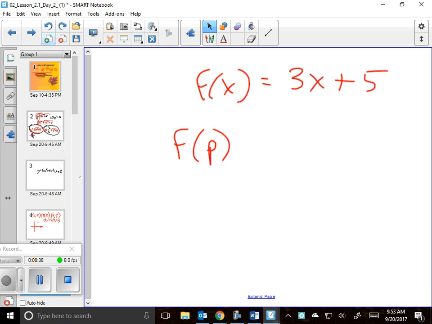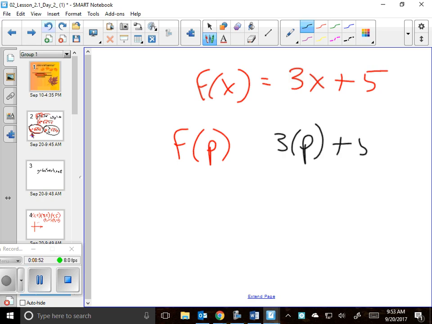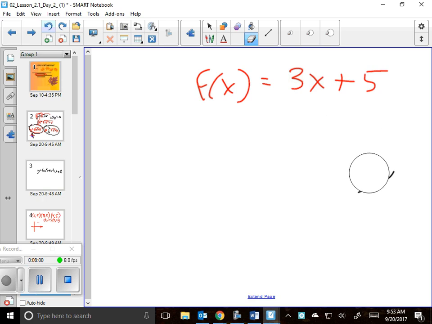Okay, all you had to do is, this is where x is supposed to be, right? So they basically said that x needs to be p. So put in a p for the x. That's all they're saying. So 3p plus 5. That's it. Raise your hand if you knew that. Okay, good.